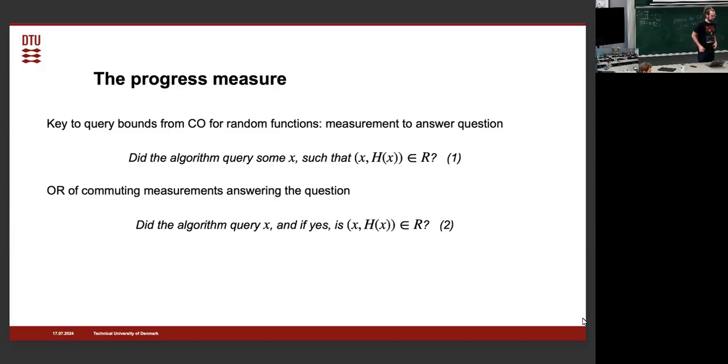Just a quick question, what is the order of commuting measurements answering the question? Oh, I was just phrasing that, like, the first thing here is an existential question, right? Does there exist an x such that x was queried and x and h of x fulfill the relation? And I can phrase this as the OR of the outputs of all the 2 to the n many questions in number 2, right?